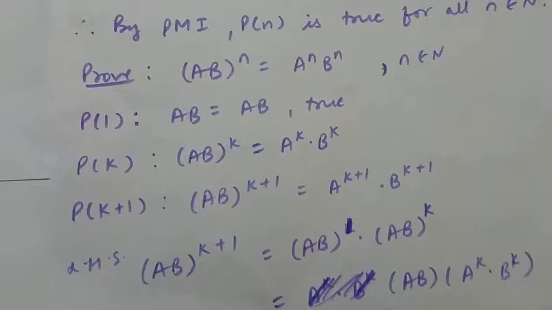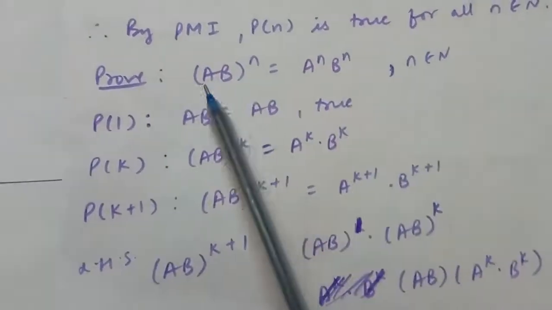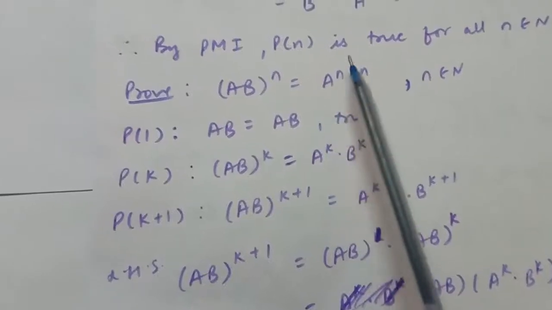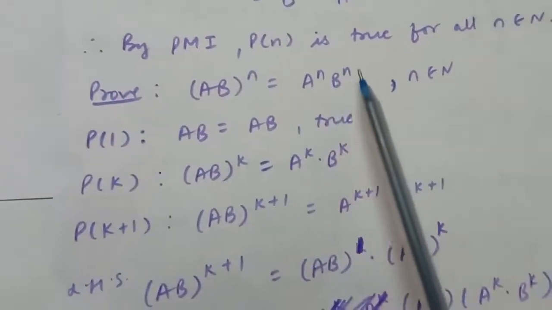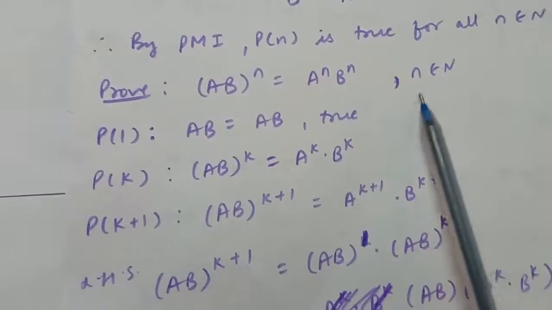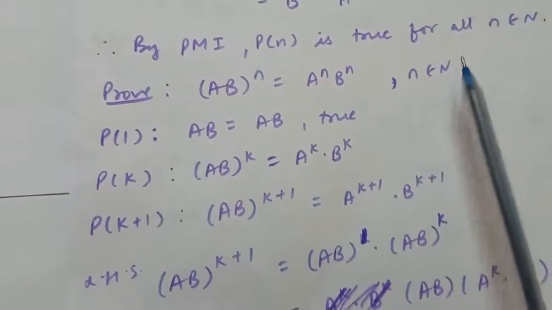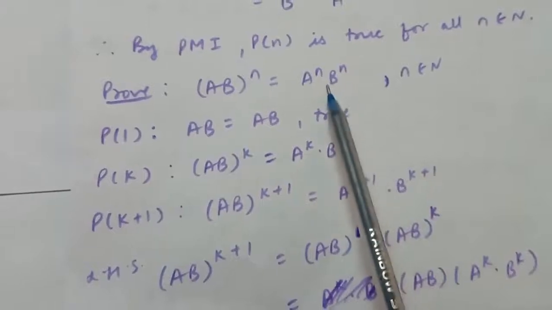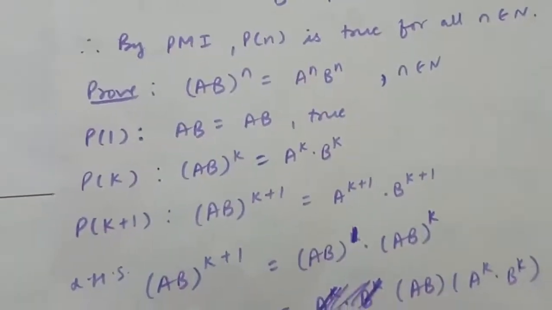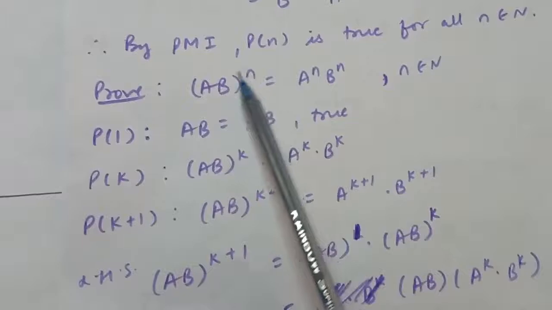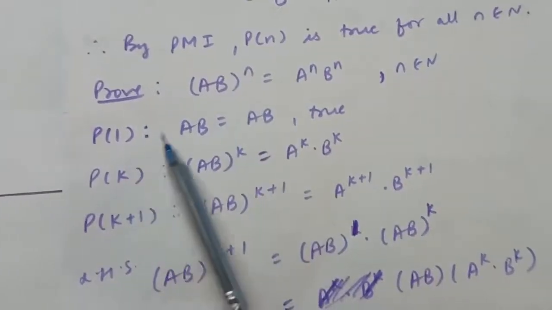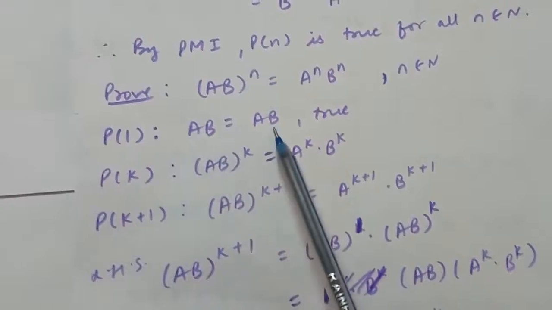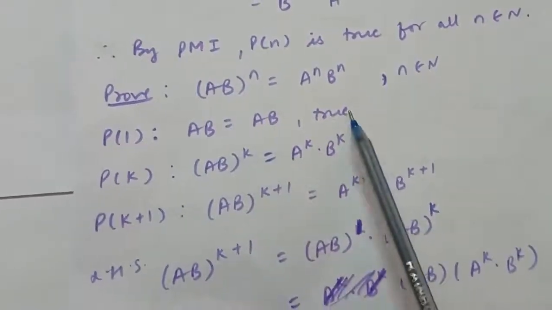Further they have asked to prove this, that AB whole raised to the power n is equal to A raised to the power n into B raised to the power n, where n belongs to the natural number. Now we will use the above result to prove this. So first of all, let this be the statement Pn. Now for n equal to 1, in place of n, when you put 1, you will get AB is equal to AB, which is true.